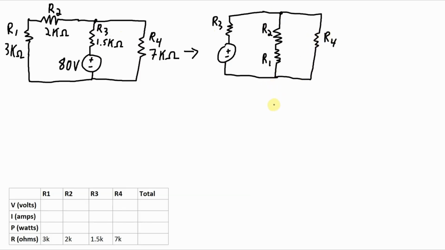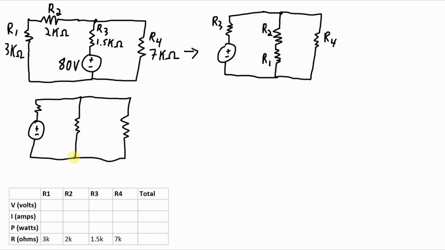Okay, now I can start combining resistors to work towards a circuit where I have only one equivalent resistor in the circuit. I see here R1 and R2 are in series, so I'm going to combine those to give me R1 plus R2. And I've added R1 plus R2, so I'm going to actually put it in the table here.